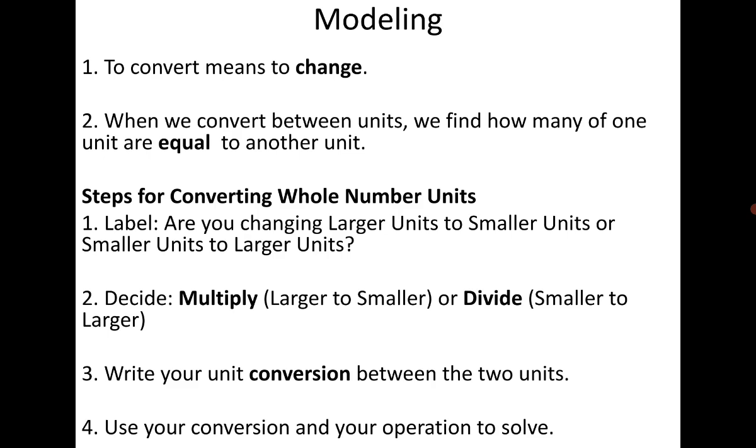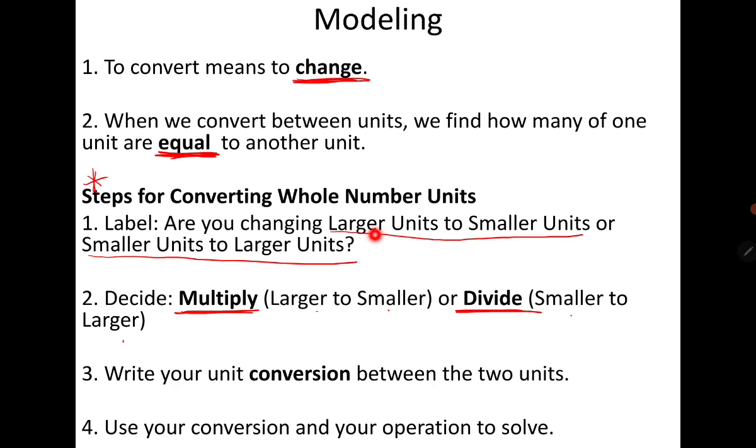So it's going to be the exact same steps that we used for converting customary units of length and of weight. Remember that to convert means to change. When we convert between units, we find how many of one unit are equal to another unit. Remember, we follow the same 4 steps. First, we decide and we label, are we changing larger to smaller or smaller to larger? Remember, that's when we circle and draw our arrow and label those. We decide if we're multiplying or if we're dividing. So remember, when we're changing a larger unit to a smaller unit, we're going to multiply. When we're changing a smaller unit to a larger unit, we're going to divide.